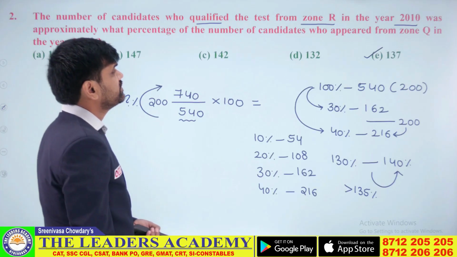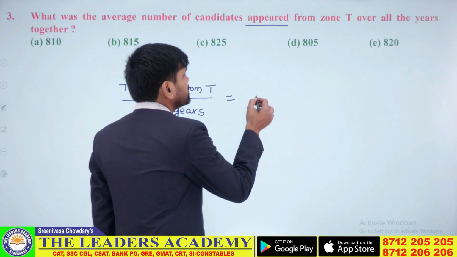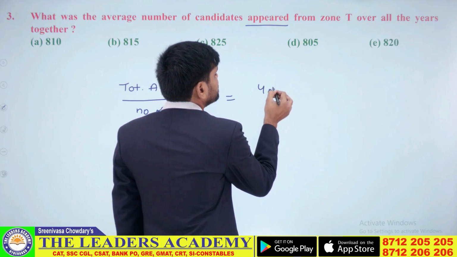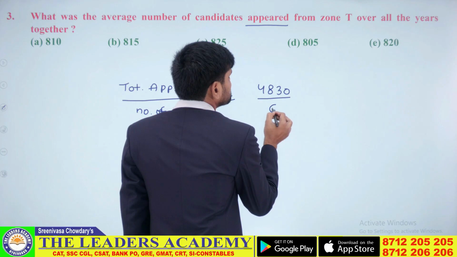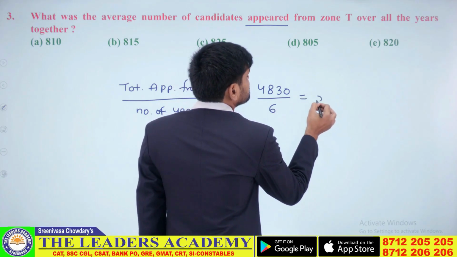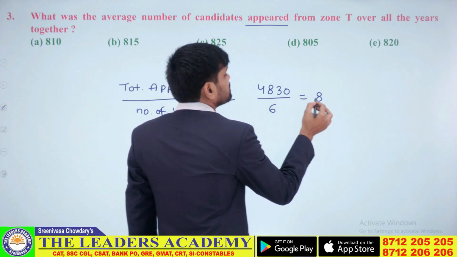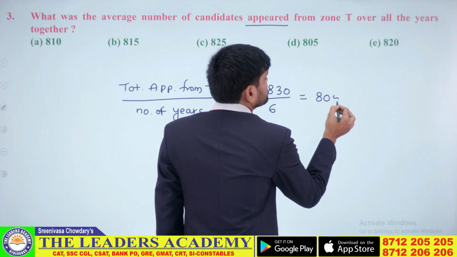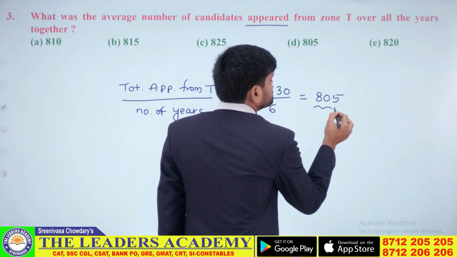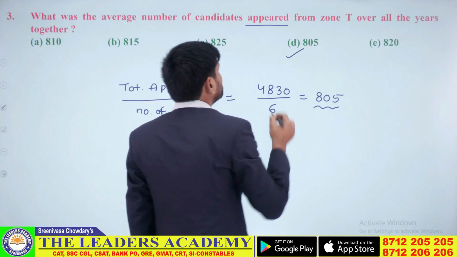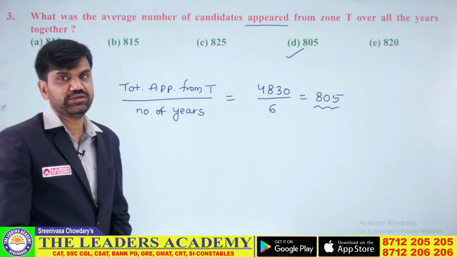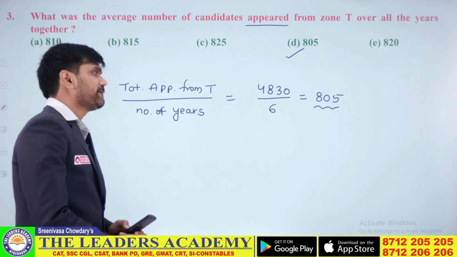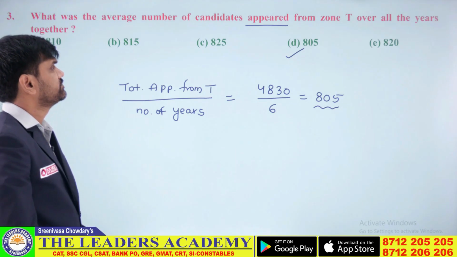4830 and the number of years are 6. So 4830 divided by 6. That will give you how much? 6 80s are 480, 6 5s are 30. Hence it should be 805. Hence your answer is option D. Right? Please make a note of it.